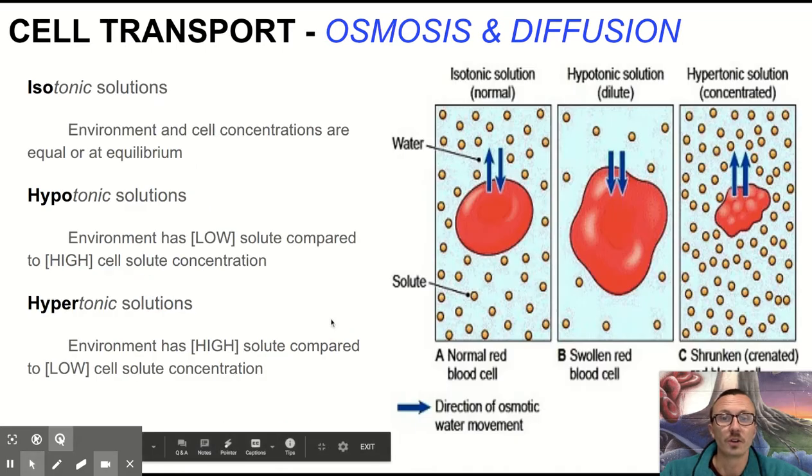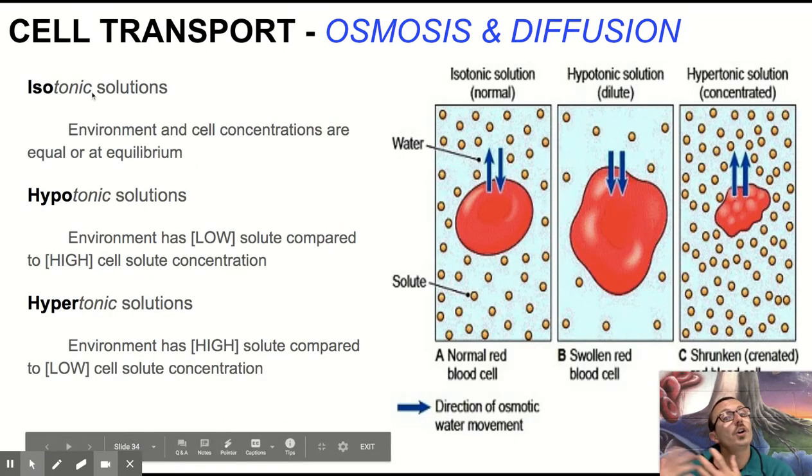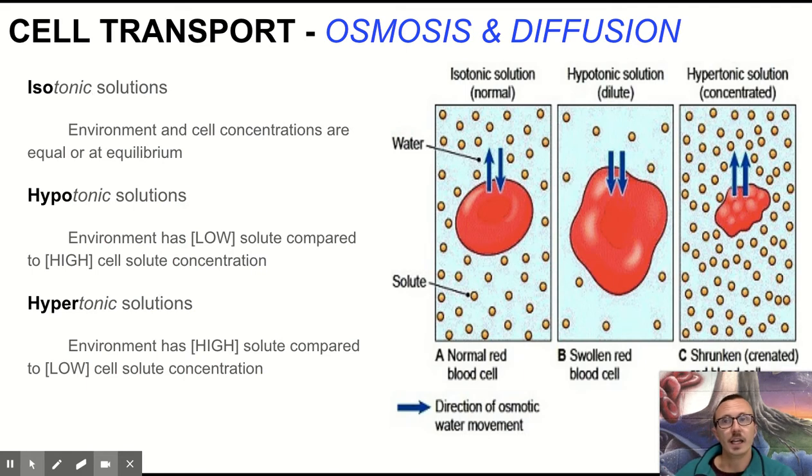Okay, let's look at some more examples and some terms. We've got some terms to refer to the environment, and we've got three terms here: isotonic, hypotonic, and hypertonic. If we look at this first example, we have a red blood cell, and we don't really know what's inside. So we're just trying to figure out what kind of environment it's in.